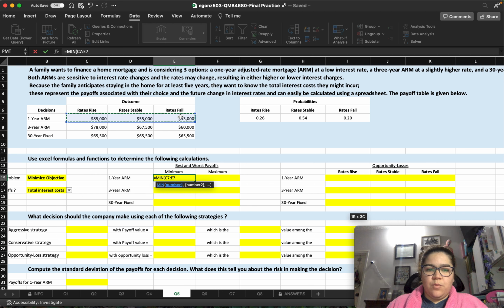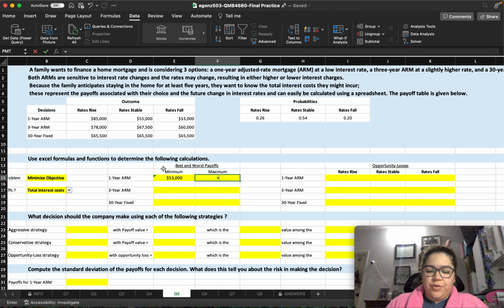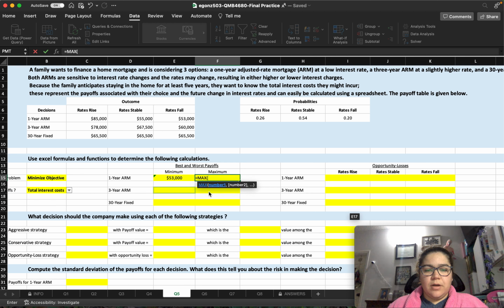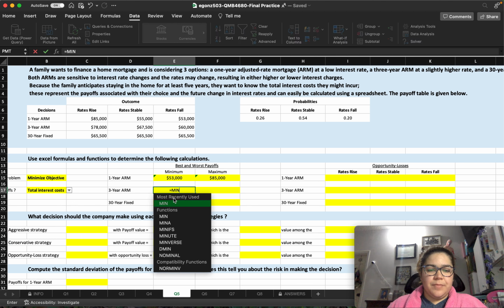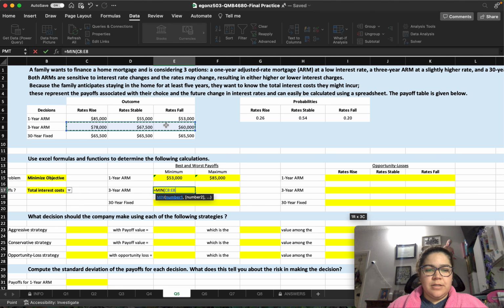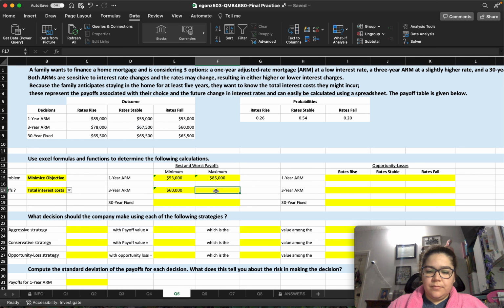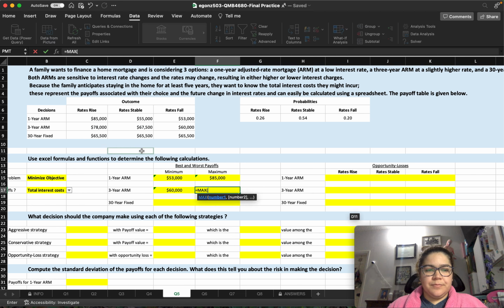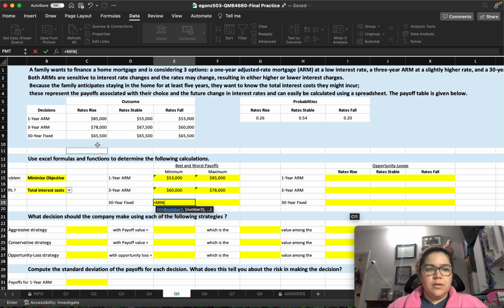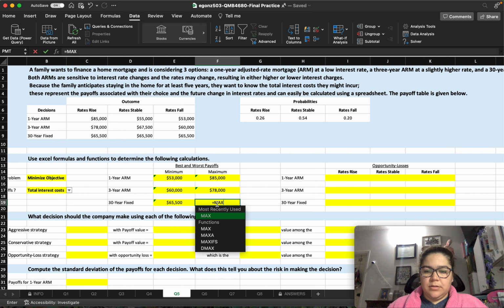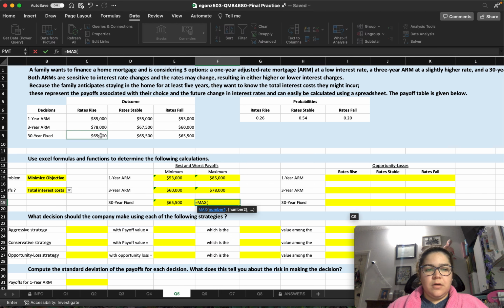So the minimum of the 1 year, we cannot autofill because of the gap. So I have to hard code. So just make sure we're doing that year that they're asking us. Minimum of these. Okay. And then max of the same. Then the 30-year minimum of these. Okay. And then max of the same.